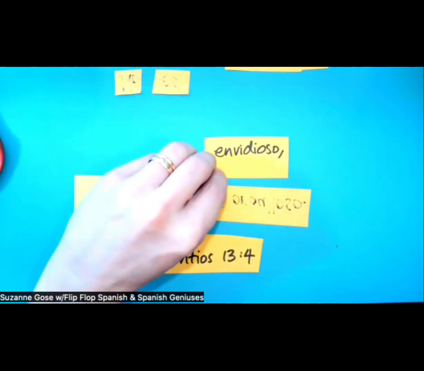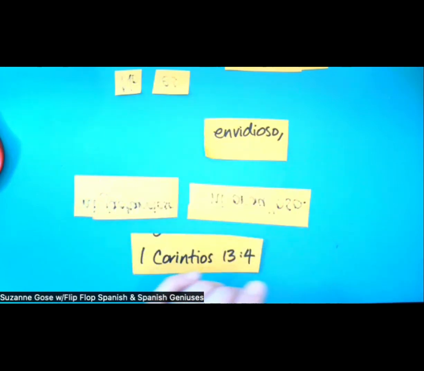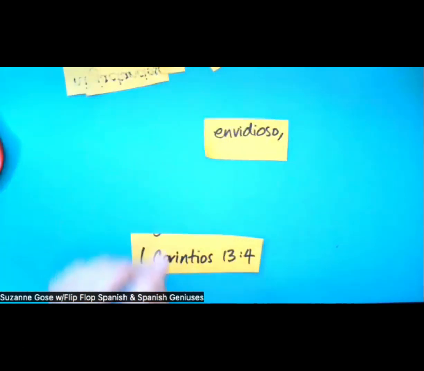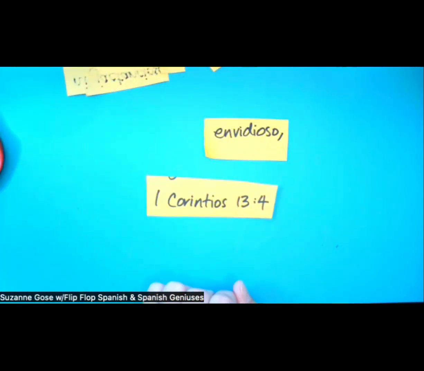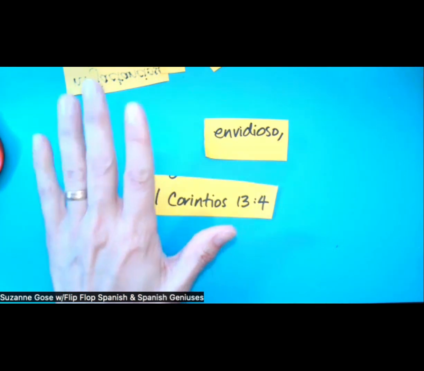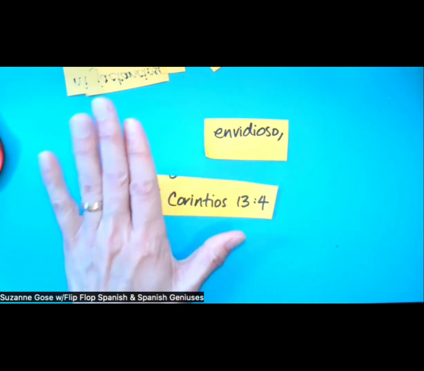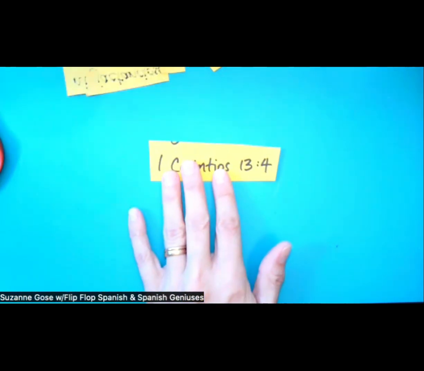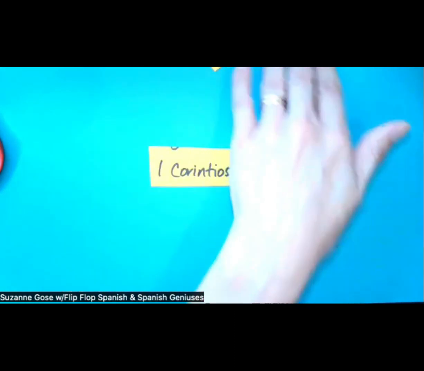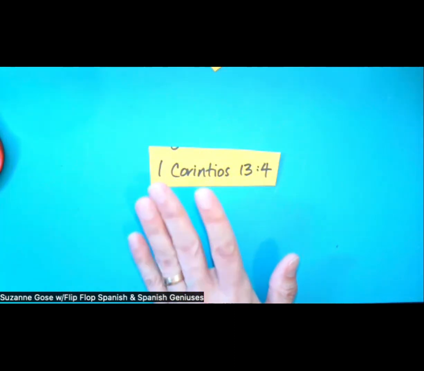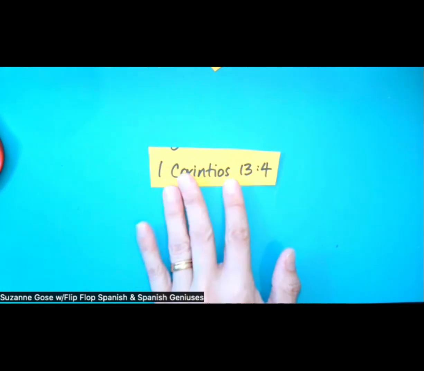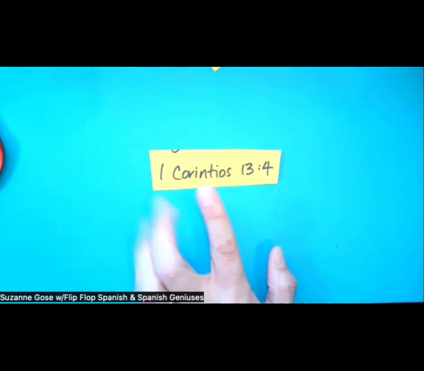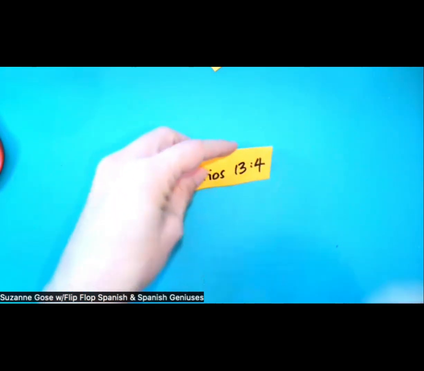I almost did. But if you need to flip it over, that's okay. So I might leave that one up. No es envidioso, ni jactancioso, ni orgulloso. 1 Corintios 13:4. El amor es paciente. El amor es bondadoso. No es envidioso, ni jactancioso, ni orgulloso. 1 Corintios 13:4. All right, that's how it goes.